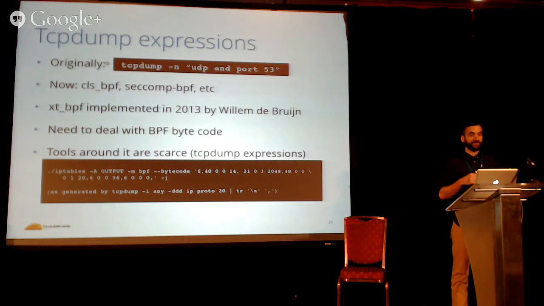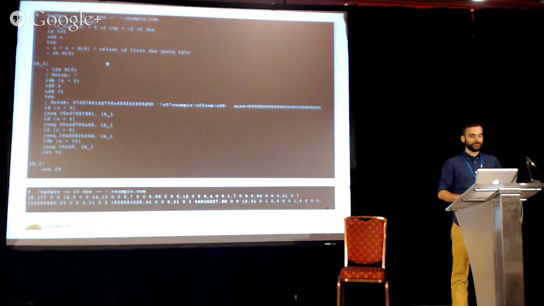And BPF in the kernel is now being spread. Originally it was only TCP dump, now it's being used in other use cases. It was implemented in IP tables quite recently, only in 2013. Originally the tools were quite scarce, so it was quite hard to use. To work around that, we implemented our own, maybe not compiler, but kind of parser to BPF.